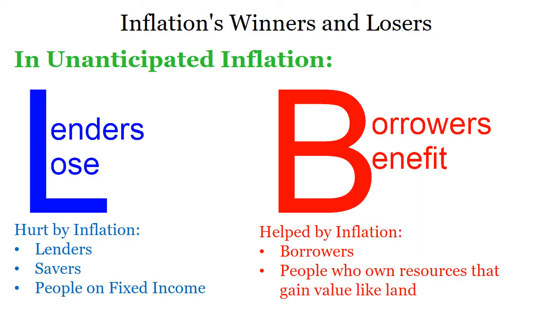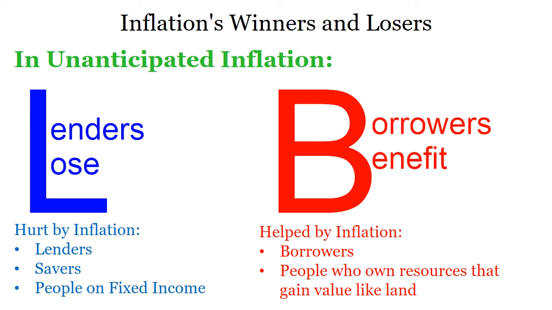So for that reason, borrowers benefit and lenders lose. So this is our big rule of the major categories. There's some other examples at the bottom, but these are the big things to keep in mind. When inflation is more than we expected it to be, the borrowers benefit because they were able to use money that had a higher purchasing power than the money that they paid back the bank at the end. And the bank is the lender in this case.